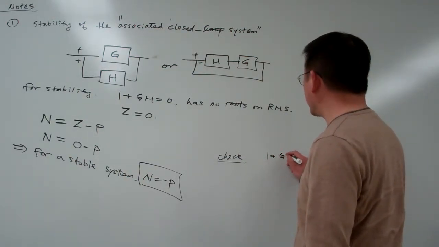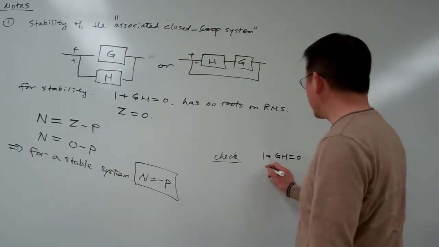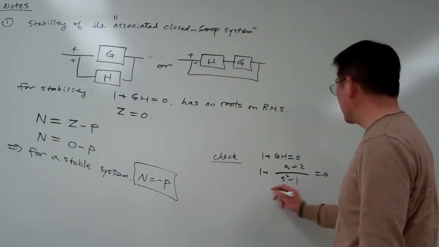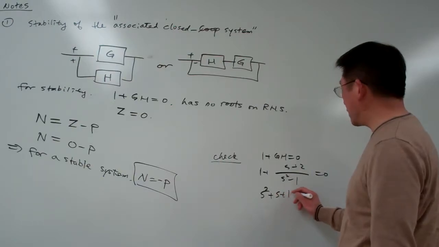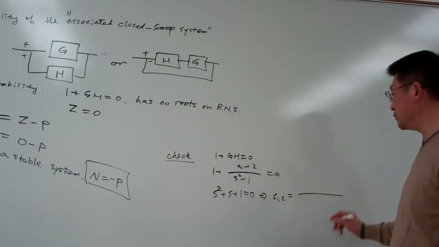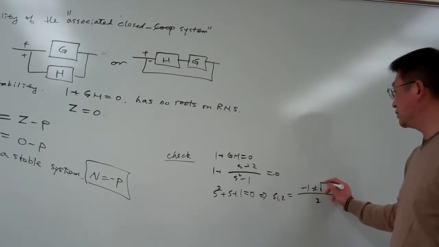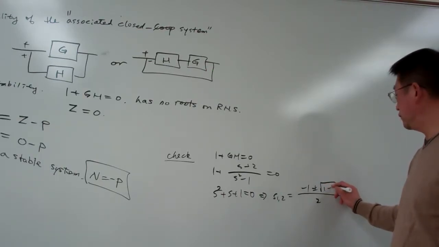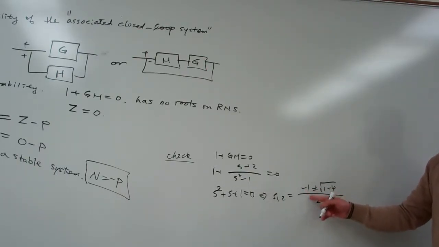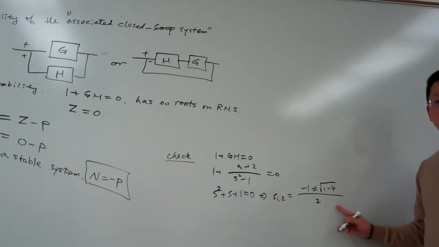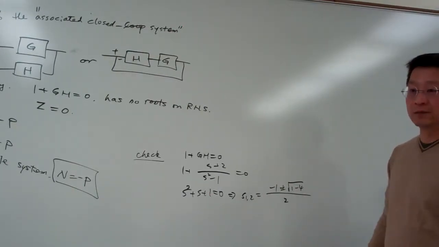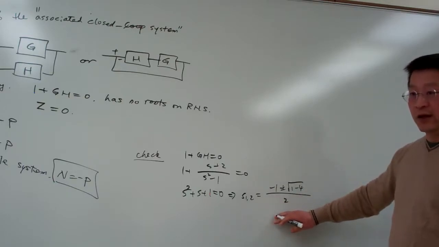So the characteristic equation is 1 plus GH equals 0. We plug in 1 plus GH, so that is s squared minus 1 s plus 2 equals 0. That means s squared plus s plus 1 equals 0. For this one, you can check the roots: s1,2 equals (minus 1 plus or minus the square root of 1 minus 4) over 2. You can see the roots have negative real parts, so definitely there are no roots on the right-hand side. This is a very simple system, so the old method would apply very quickly.